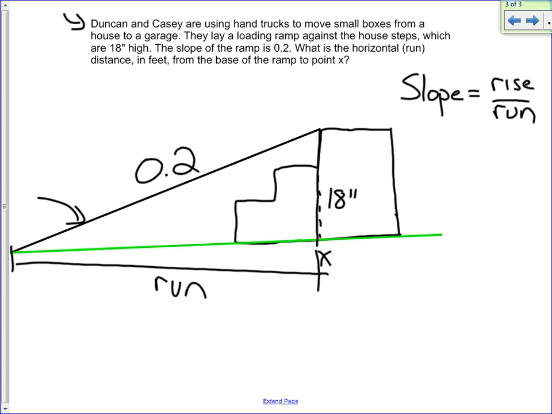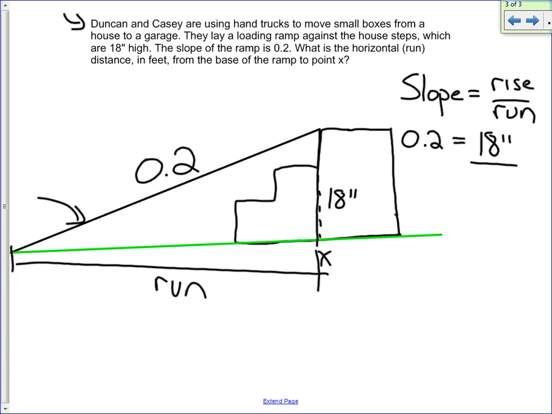Okay, so slope is equal to rise over run. Now what I do is I plug in what I'm given. So I'm given the slope, so my slope is 0.2. I'm given the rise. The rise is 18 inches. And I'm not given the run.